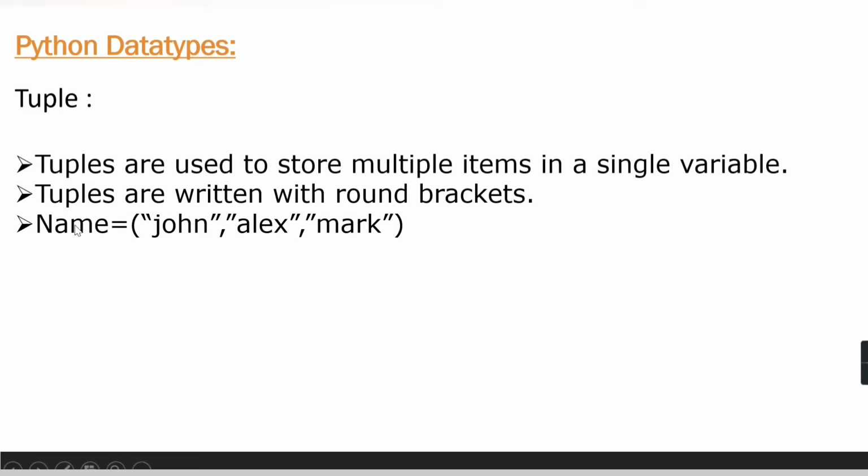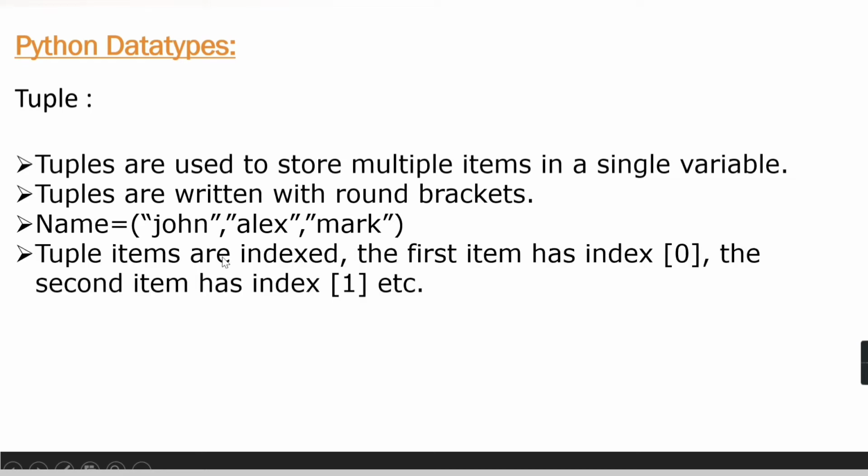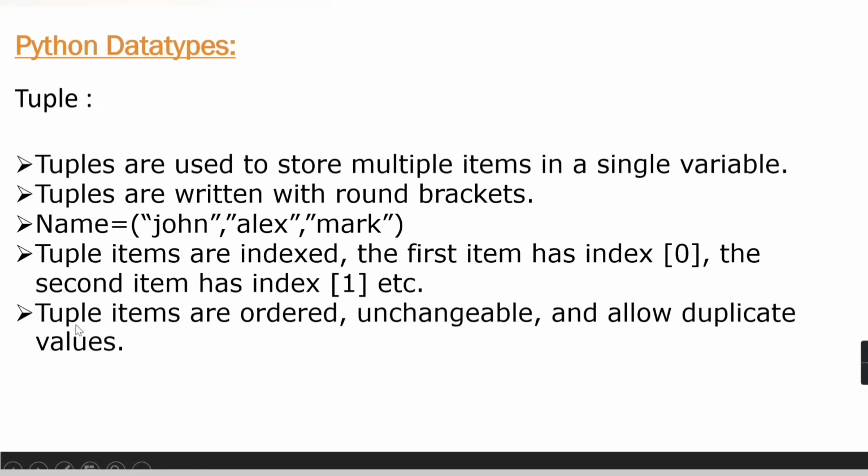Here we have the name of the variable, which is name, and these are the data items in a particular tuple. Tuple items are indexed. The first item has index 0 and the second item has index 1. So this is the 0th position which has value John, this is the first position which has value Alex. Tuple items are ordered, unchangeable, and allow duplicate values.